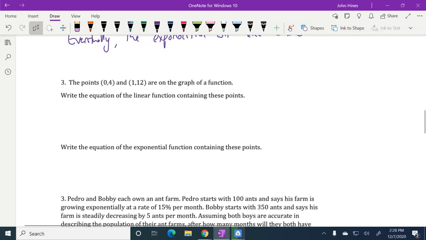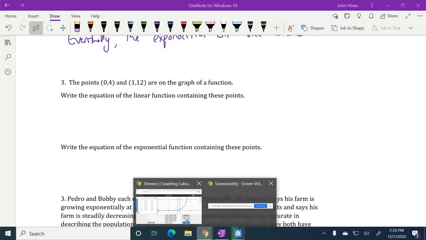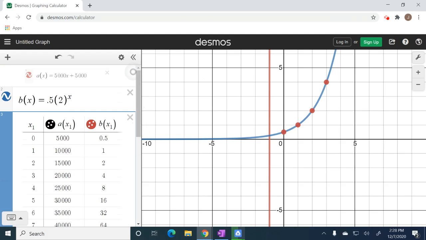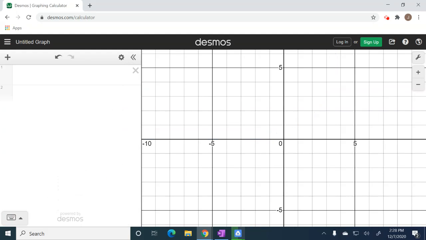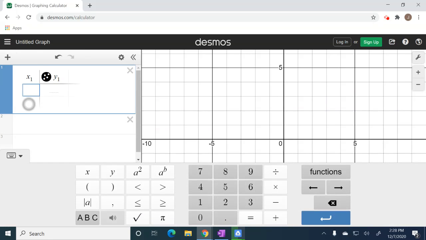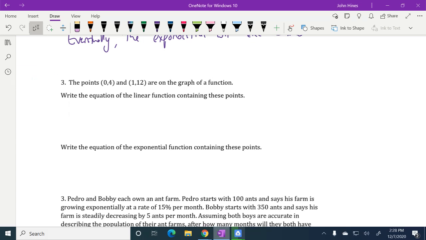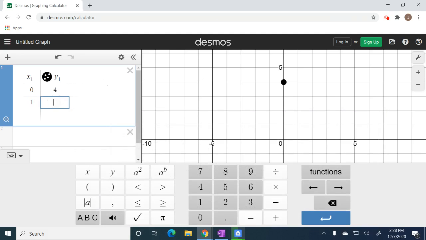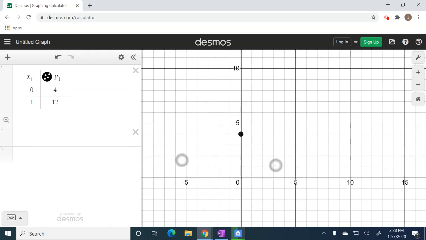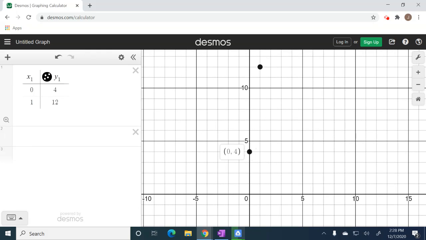And then I've got these points here, 0, 4, and 1, 12. So I got 2 points there. Let's look at that. Let's graph those 2 points. Let me get rid of all this. So I've got the points 0, 4, and the points 1, 12. There they are. I got 0, 4, and 1, 12.